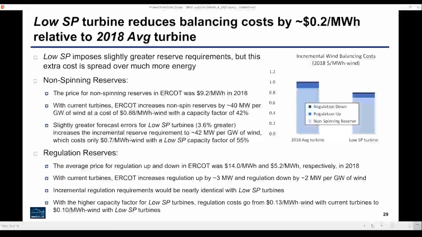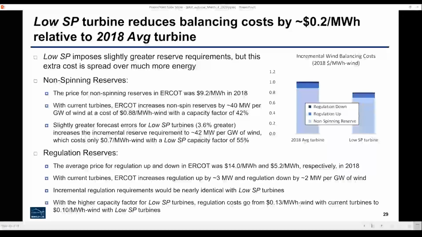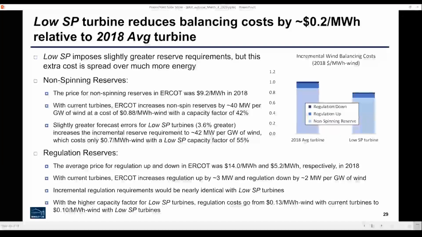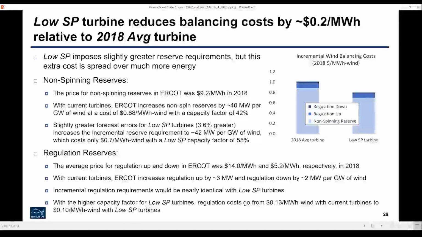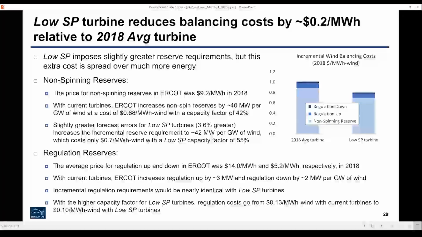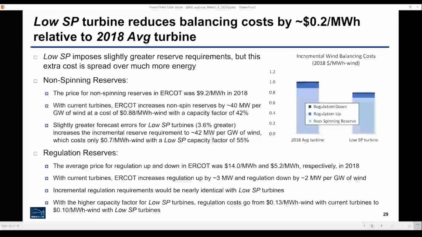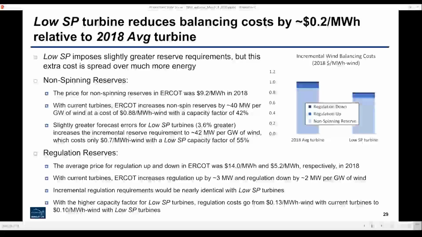For balancing costs, we once again find that the increase in megawatt hours from a higher capacity factor outweighs the incremental reserve requirements imposed by the low SP turbine, leading to a slight reduction in balancing costs. We estimate it to be somewhere on the order of $0.2 per megawatt hour, and in this case, all of that is socialized. And given the time, I'm not going to get into the methodology and assumptions here, but you're obviously free to look at those a little bit later.